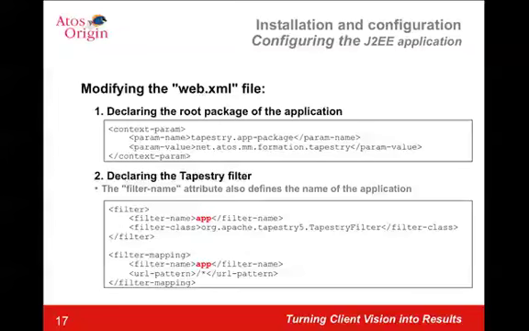First, you have to define the root package of your application. For that, you will use the tapestry.app-package context parameter. Tapestry will use it to locate all your pages and component classes. In this example, all your Java classes will be in the net.atos.formation.tapestry package. Secondly, we have to define the name of your application. This name will be the same as the Tapestry filter name. This name is very important. It will be used for your application module class. We will see it later.